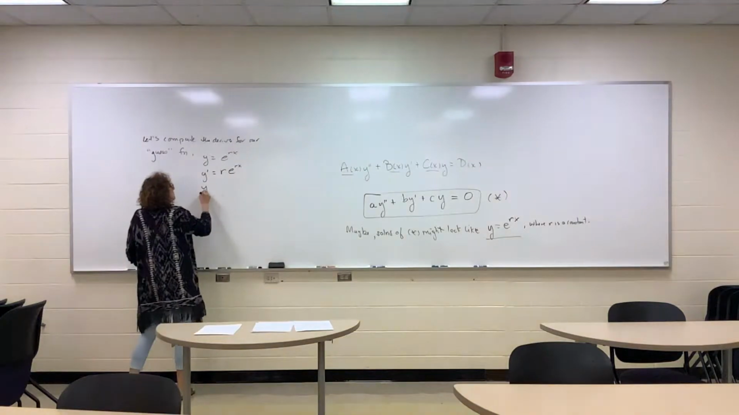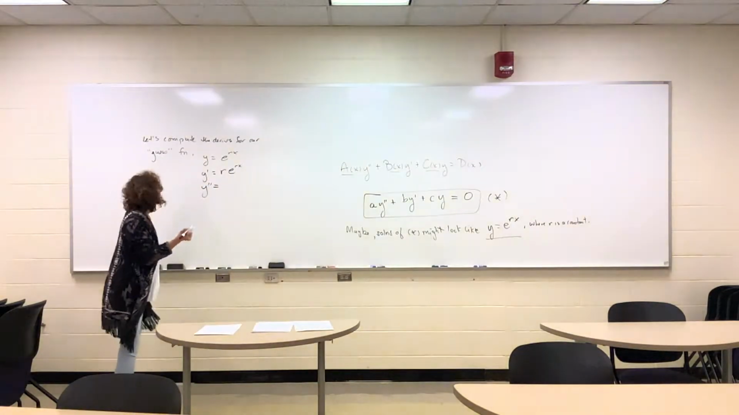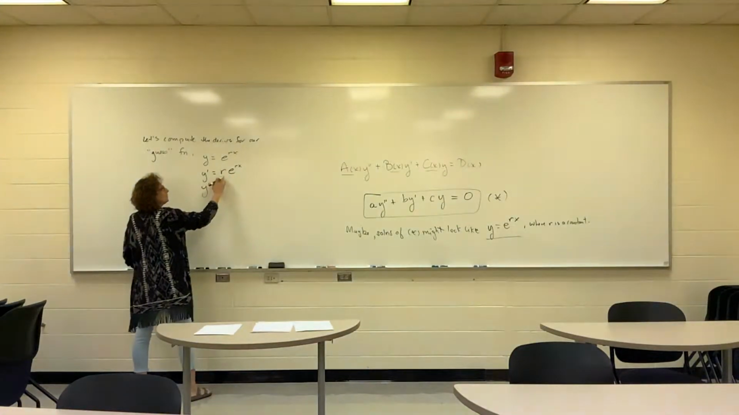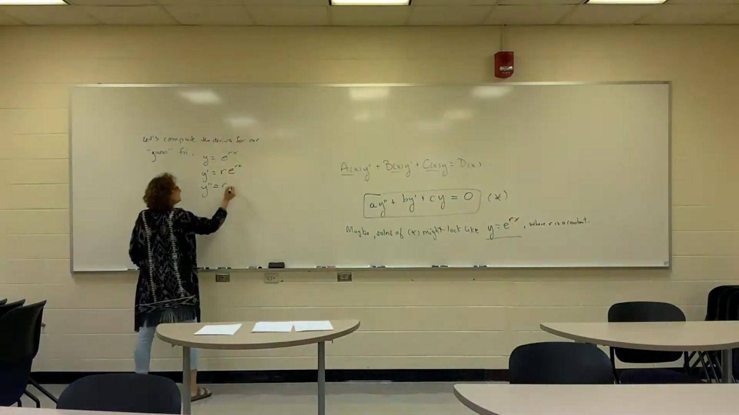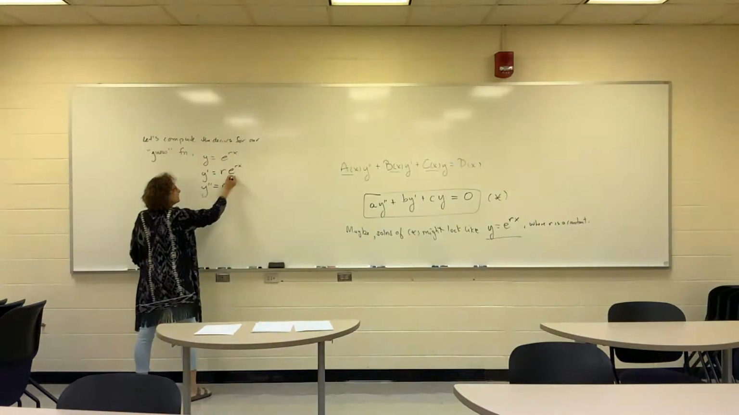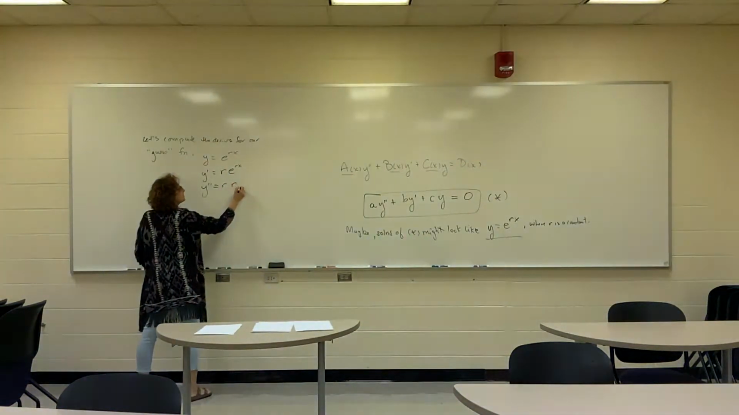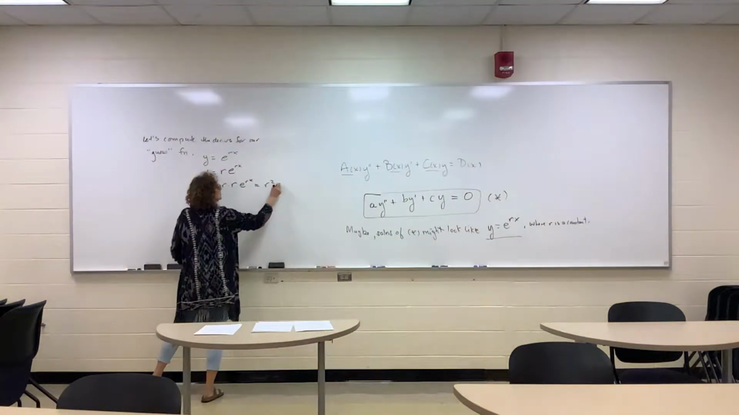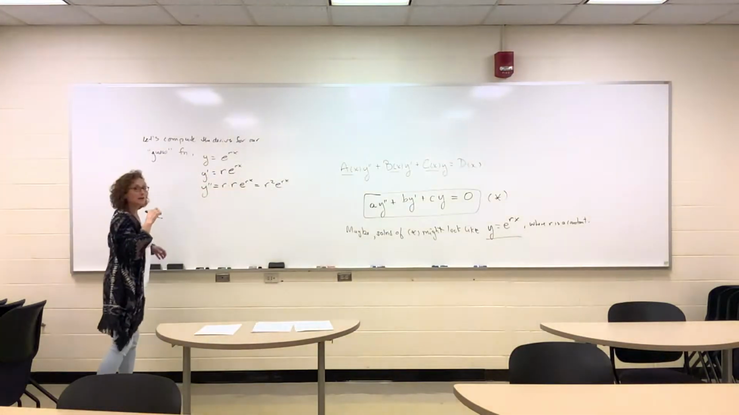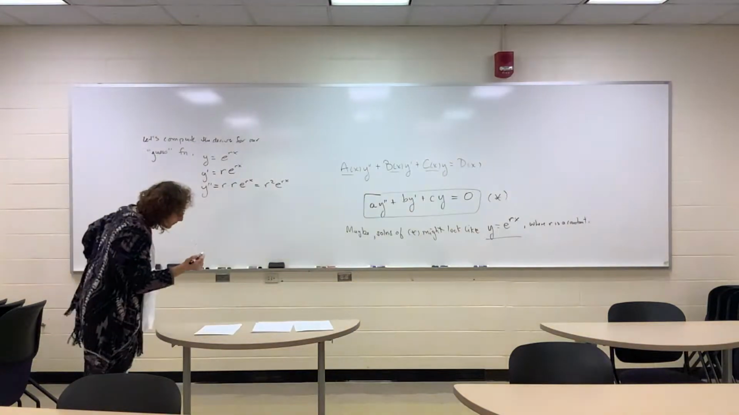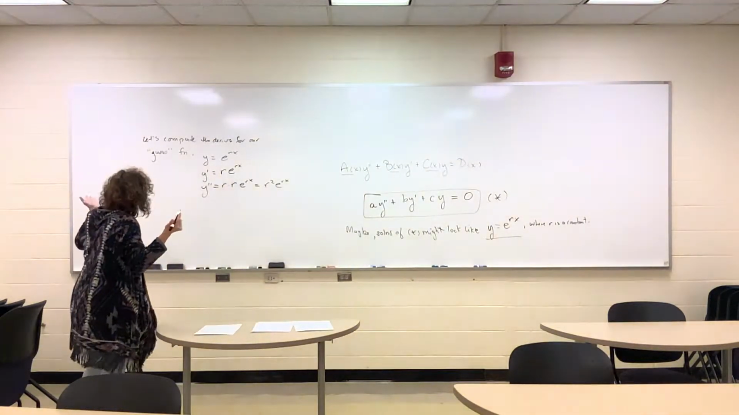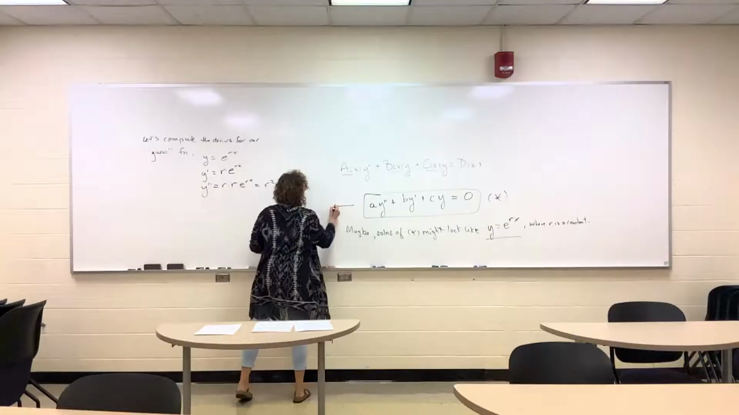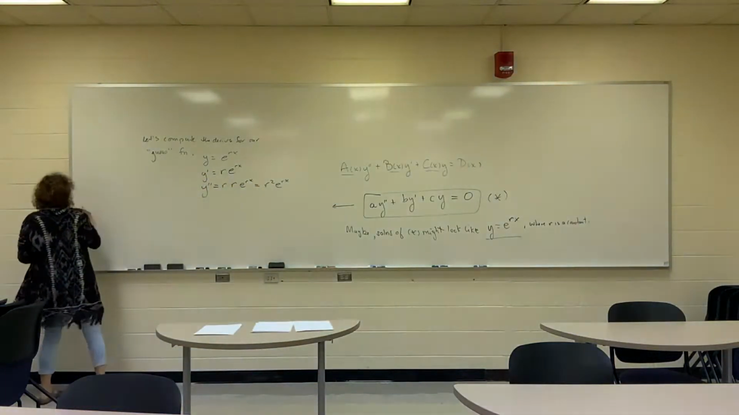And then what is y double prime? Well, y prime is now a constant times this function. The derivative of a constant times a function is the constant times the derivative of the function. We just took the derivative of e to the rx, which is r e to the rx. And so therefore y double prime is r squared e to the rx, yes? Okay. So now what are we going to do? Well, we're going to plug into our differential equation.